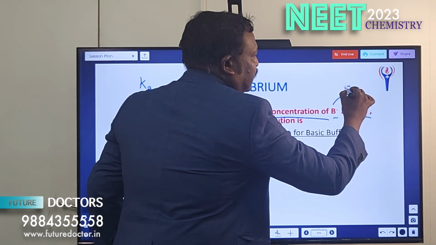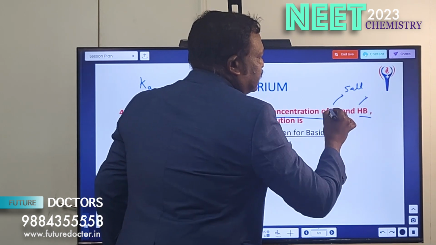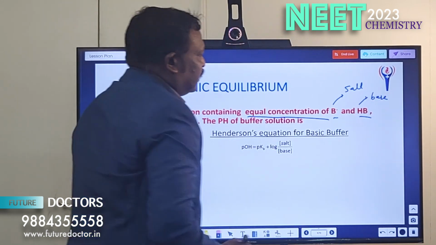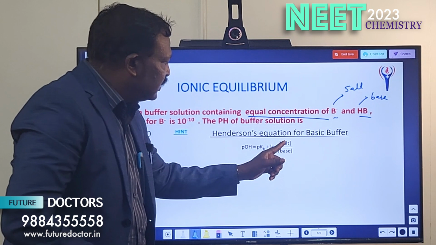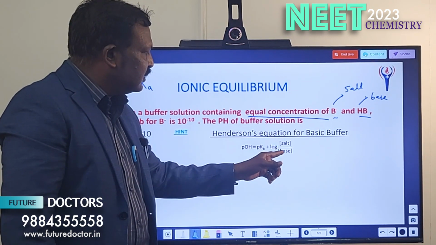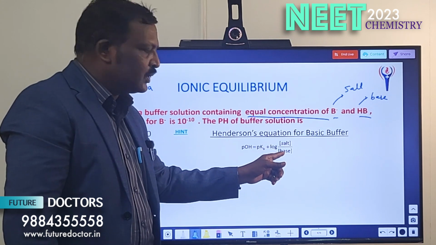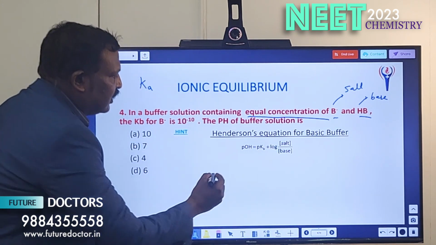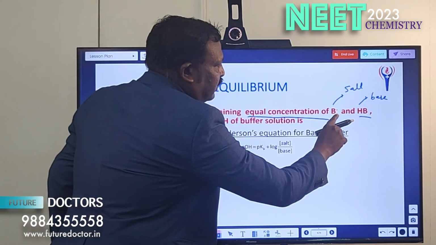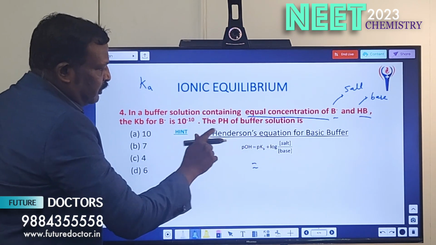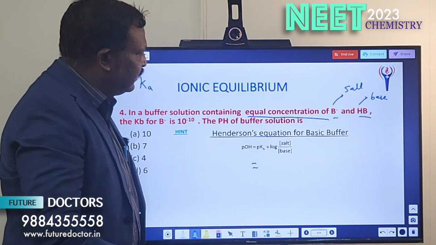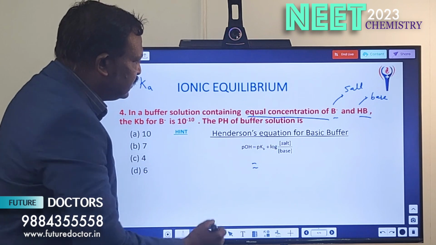This B minus represents the salt, and this represents the base. So it is an equal concentration. So salt by base, both are equal concentration. If this is 10, then this is also 10. Are you following? Equal concentration of B minus and HB means the salt and base concentration we consider as 1. Okay, so you know that.